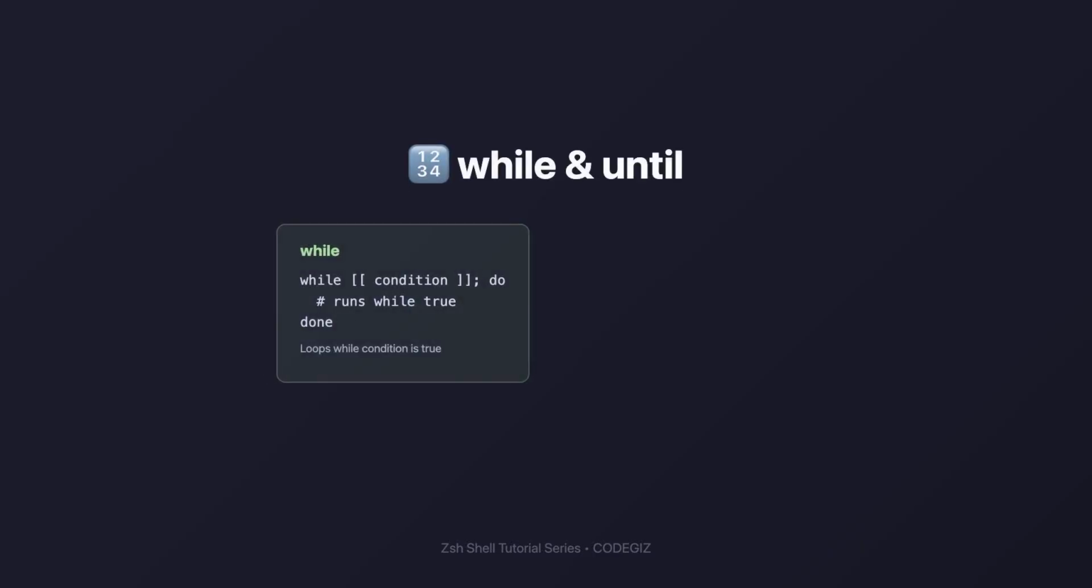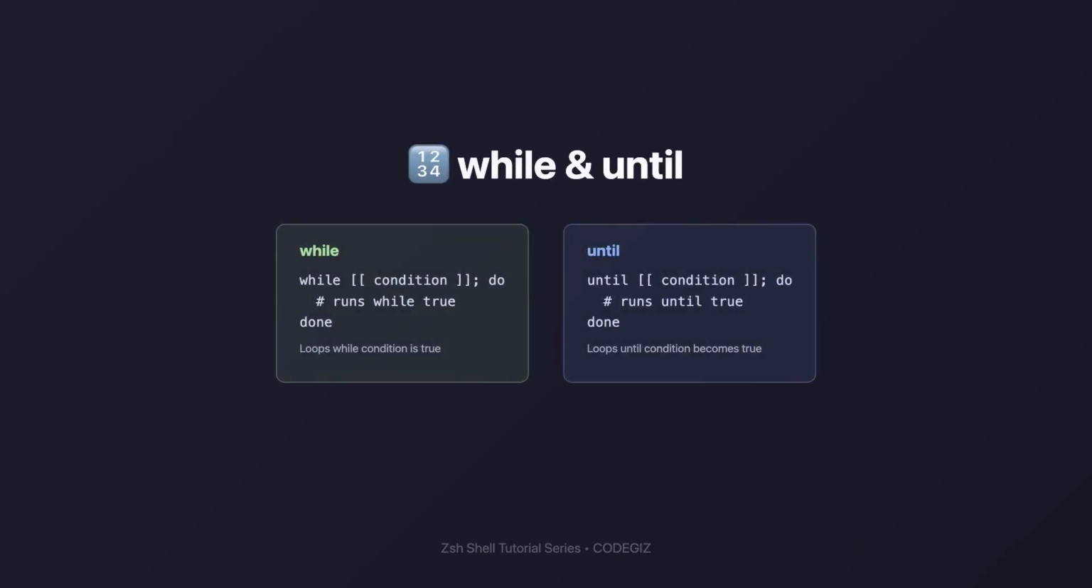While loops repeat as long as the condition holds. Until is the opposite, looping until true. Both need a changing variable to stop. Use until when waiting for a condition.